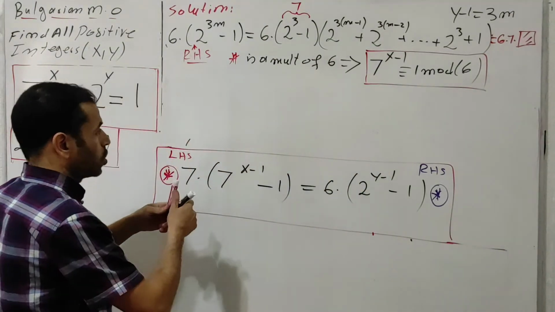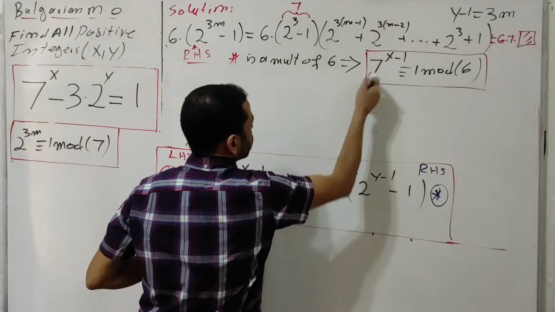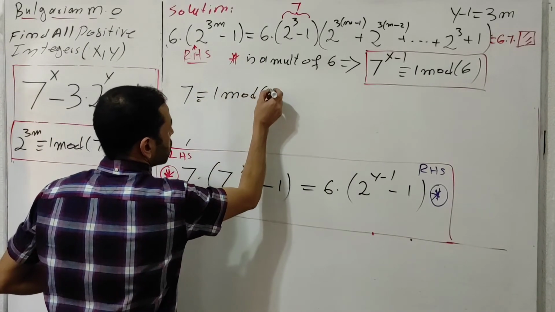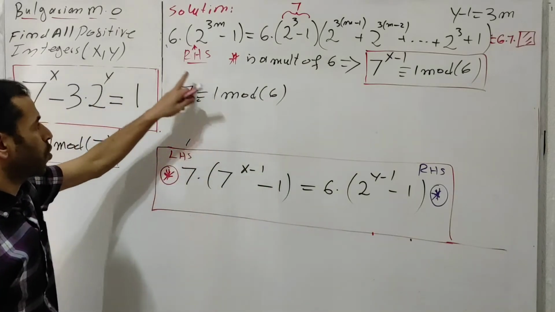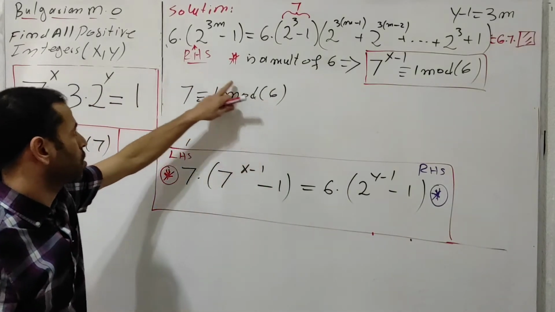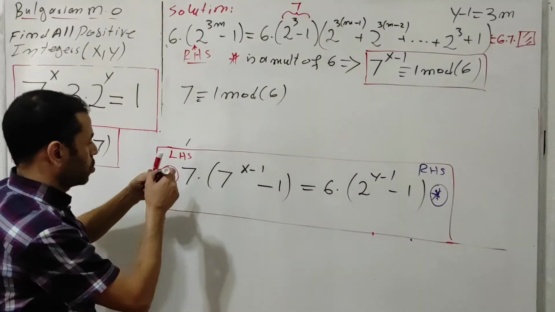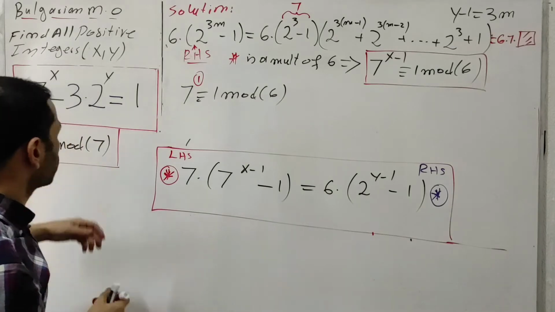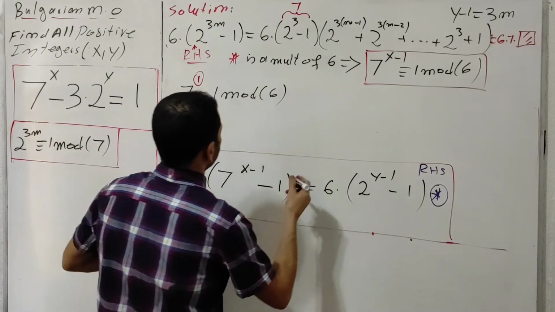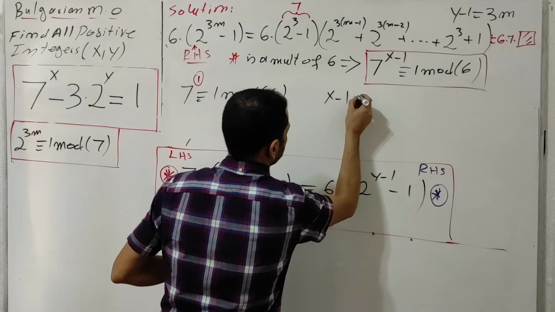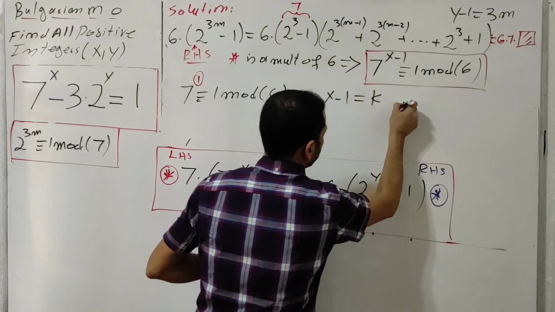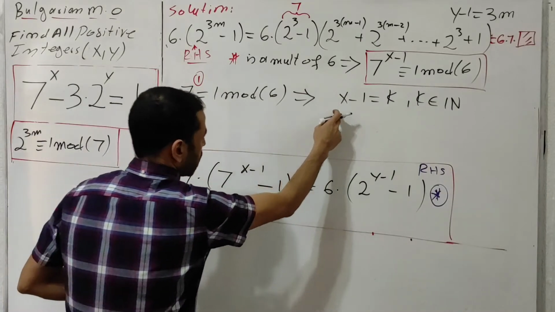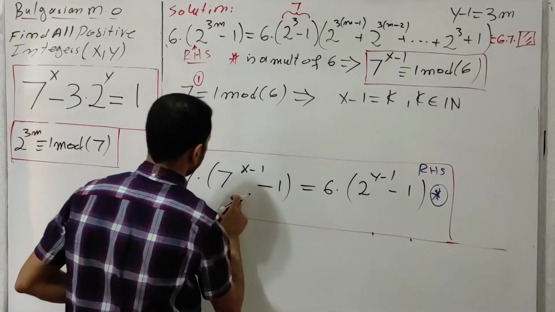It's very simple to find the order of this one, because we have 7 congruent to 1 mod 6. If you take the number 1 to the left hand side, we get 6 here. That means 6 divides 6. So the order of this one is 1, and using the order rule, we have x minus 1 equals k. What is k? It is some natural number.